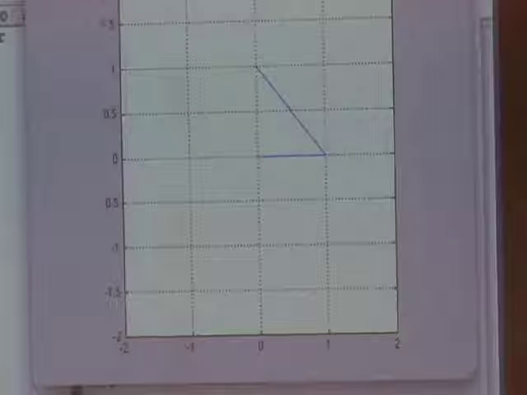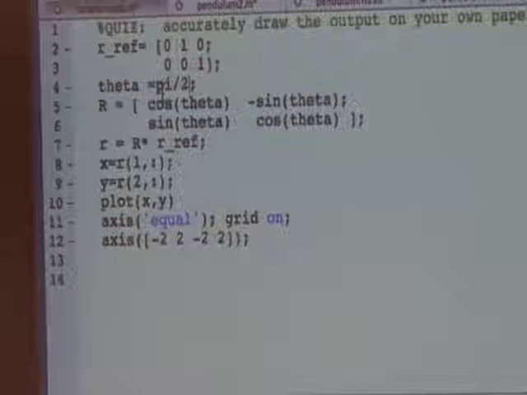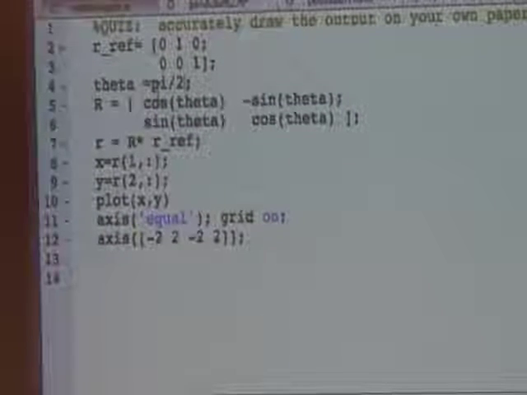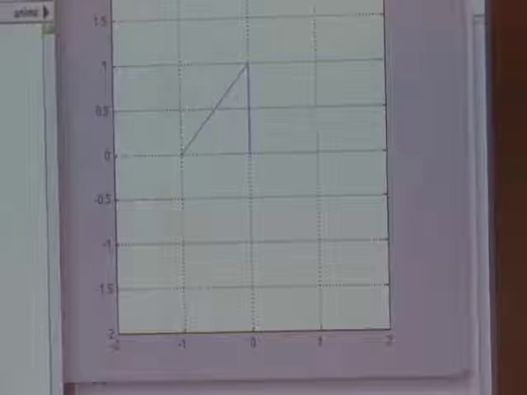Then we take this drawing, and we rotate it pi over two, or in high school language, 90 degrees, and then it takes that picture and rotates it around like this. All of the x coordinates turn into y coordinates, and all the y coordinates turn into minus x coordinates. That's the 90 degree rotation.